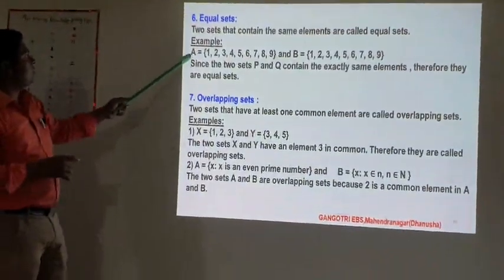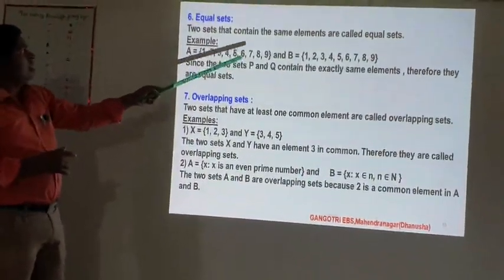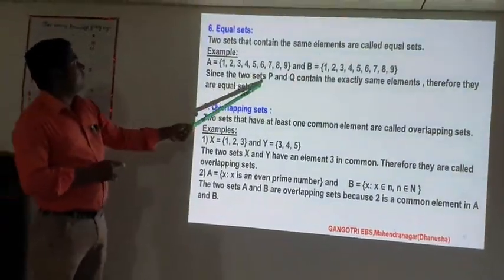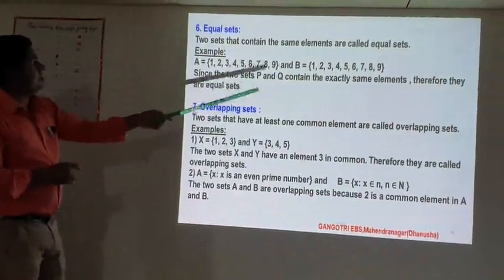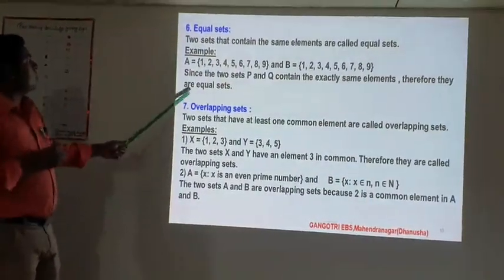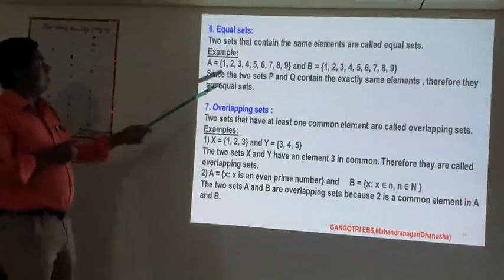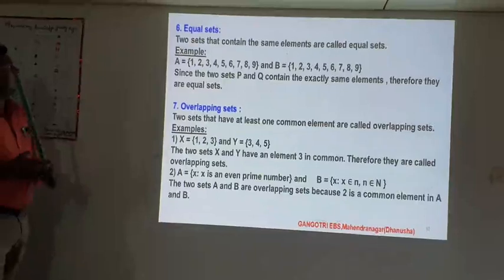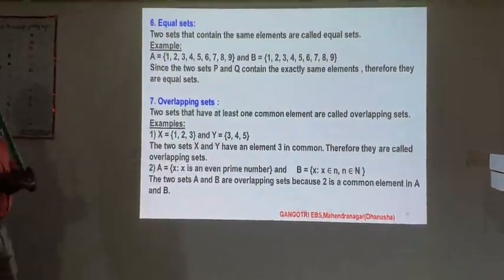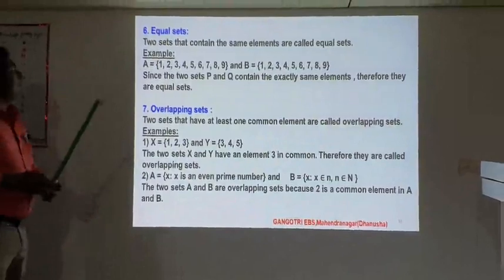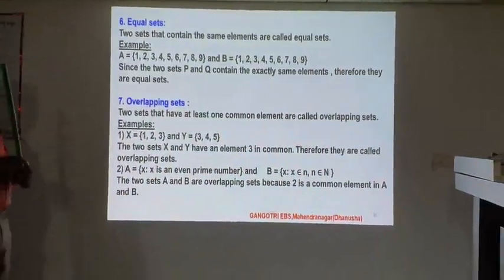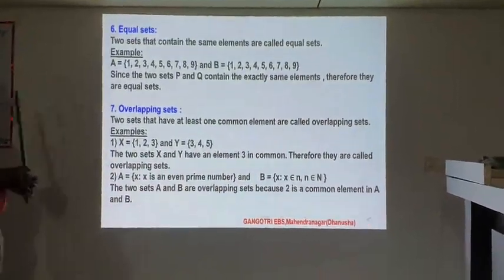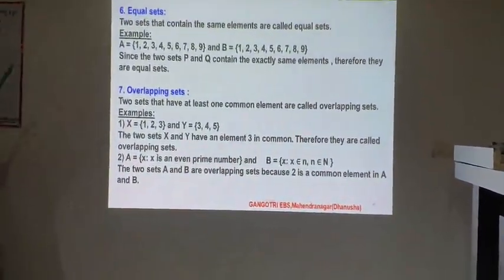See here, A is equal to {1, 2, 3, 4, 5, 6, 7, 8, 9}, B is equal to the same {1, 2, 3, 4, 5, 6, 7, 8, 9}. Since the two sets A and B contain exactly the same elements, therefore they are called equal sets. If any element of A is different from B, then it is not an equal set. In equal sets the elements are the same and the cardinality is also the same. If A has 5 elements, then B also has 5 elements, and if A has the same elements as B, then only are the two sets said to be equal sets.